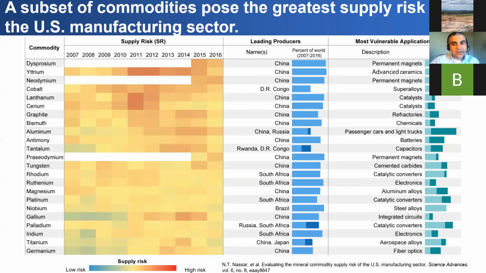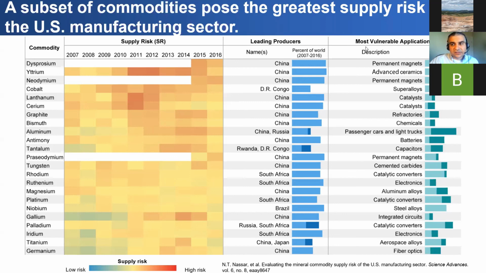I've also noted here the leading producers. So no surprises there. China is the dominant producer for most of these commodities. Otherwise, it's DRC or Rwanda, South Africa, Brazil, or Russia. Actually, for cobalt, as I think most folks know, DRC might be the largest miner, but China is also the largest refiner for cobalt. So actually, it would win there as well.